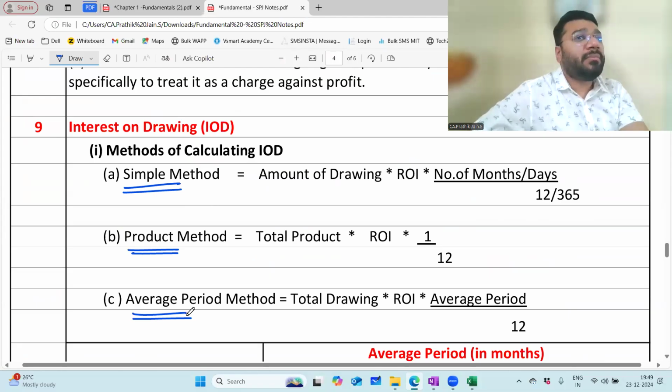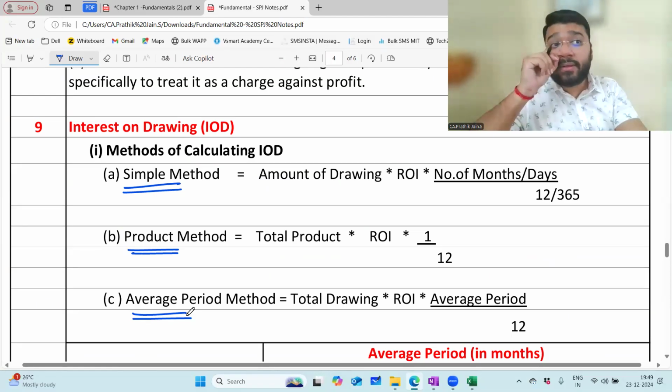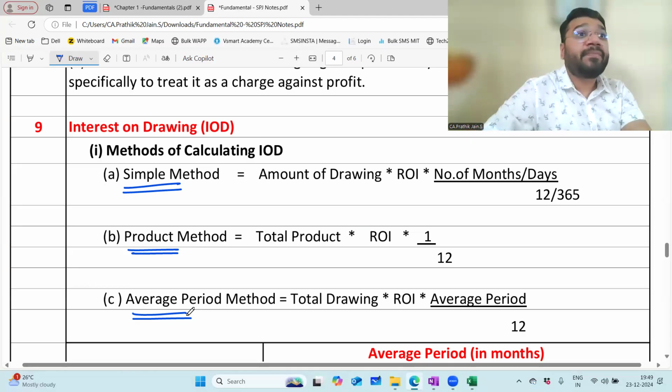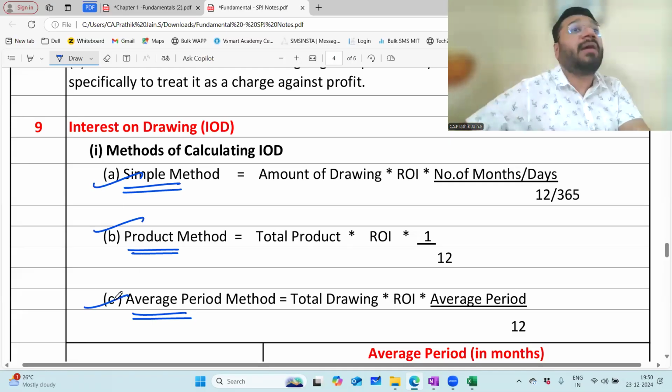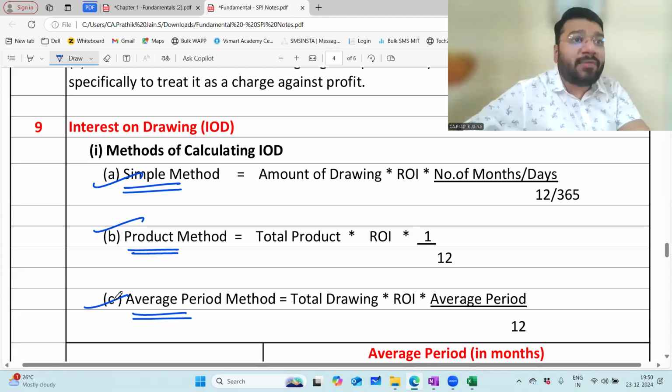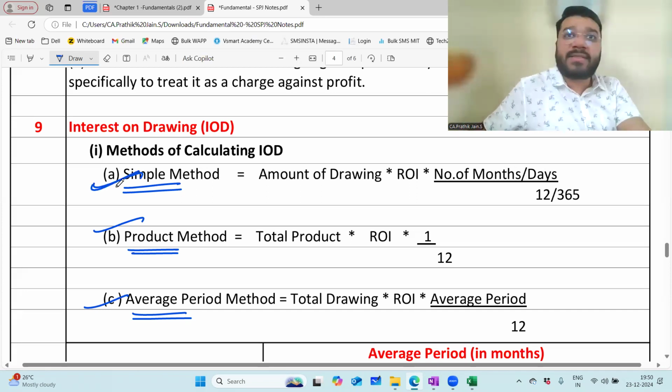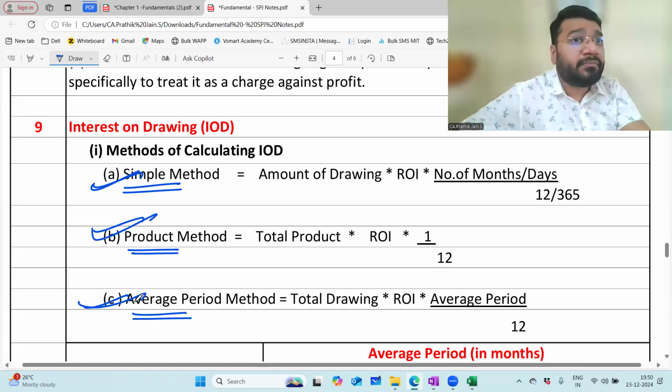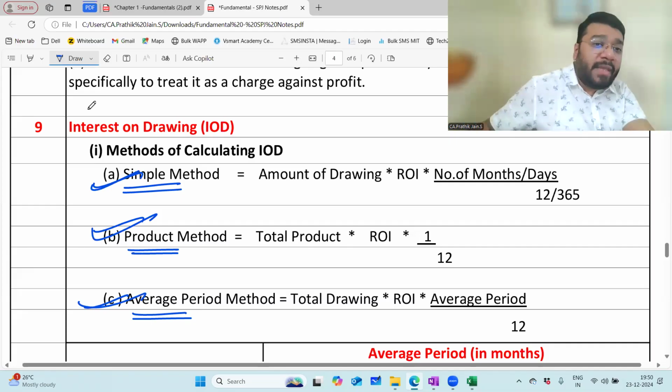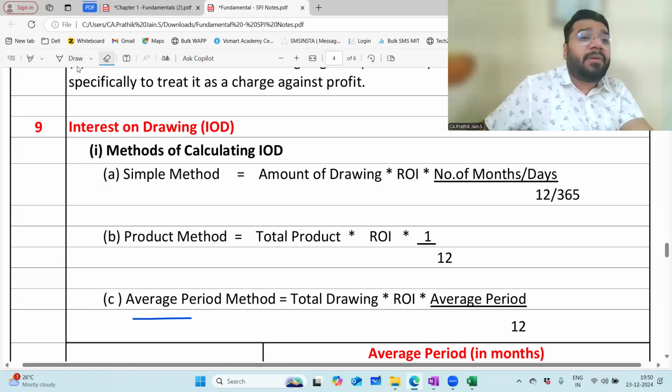For a given question, you can solve the interest on drawing under all the three methods. And whatever answer you get under each method, the answer will be the same as with the other methods also. Which means, for a given question, if you solve it using the simple method, you'll get an interest on drawing answer. The same answer you'll end up getting in the product method and average period method also. But there are a few conditions to it. Before that, let's talk about the simple method.